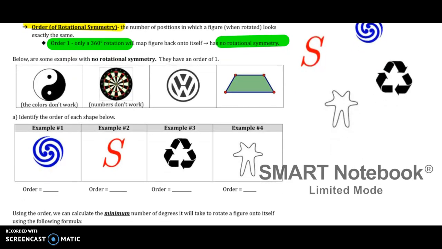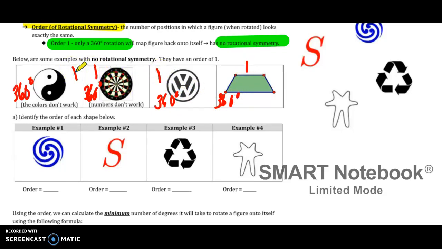So for example, things that have order 1 or no rotational symmetry would be the yin and yang. Again, the colors don't line up, so only 360 degrees. The dartboard, the numbers are not going to work when we rotate it, so only 360 degrees. So these are all order 1.